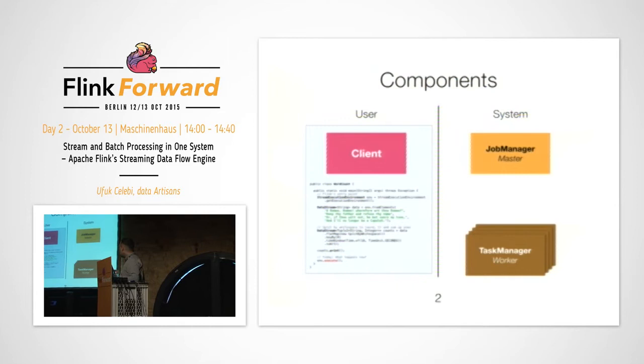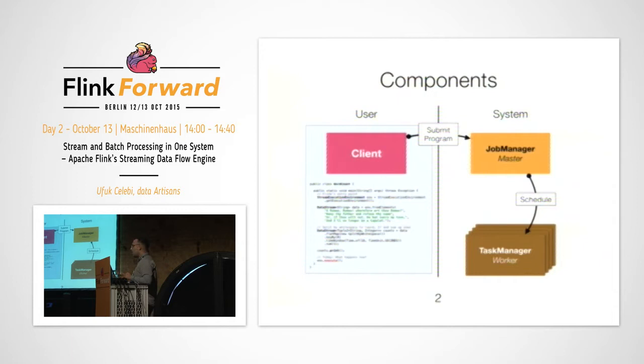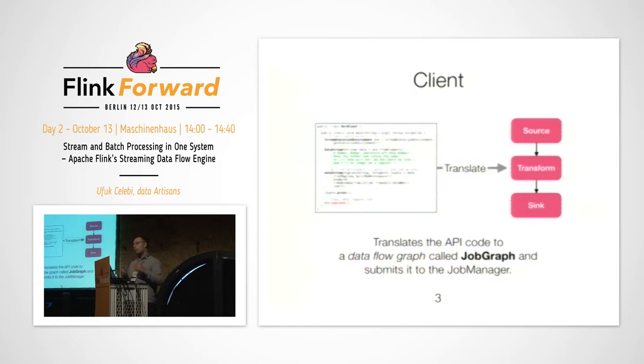What we will go through is this. The client will submit the program to the master node. The master node will schedule this for execution. The workers will execute it. And then you will get back the results. The first step here is that the API program you write in the DataStream API, for example, is translated to a data flow. This data flow is called the job graph in Flink. And it's really a one-to-one translation of your program to a DAG structure.